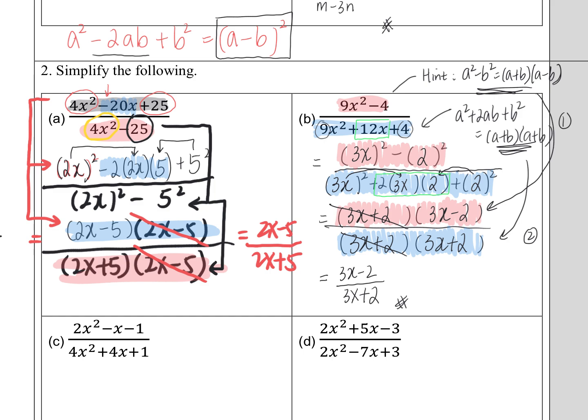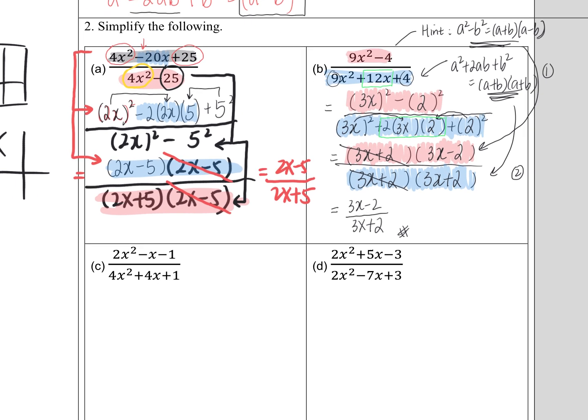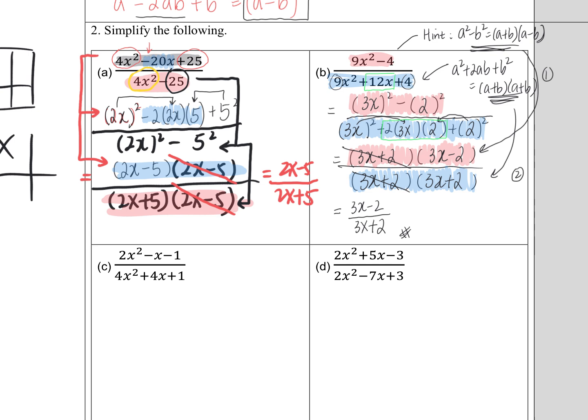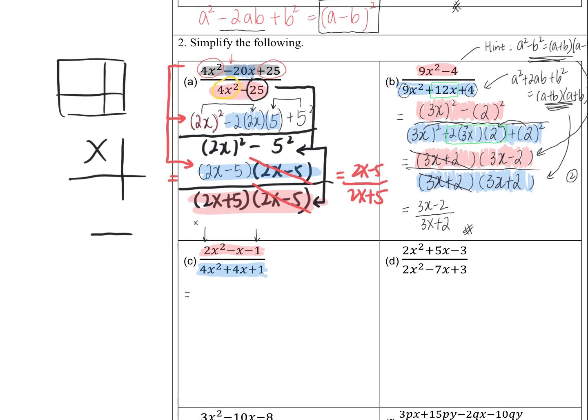Okay. Let's try C. Okay, this one let's separate it, so the red one and the blue one. You can highlight if it helps you. Okay, the red one, I cannot use special product rule because they are both not perfect. This one is a perfect square, but this one is not. So I cannot use the special product rule. I must go back to this one or your calculator.